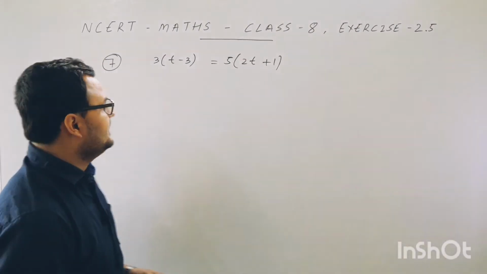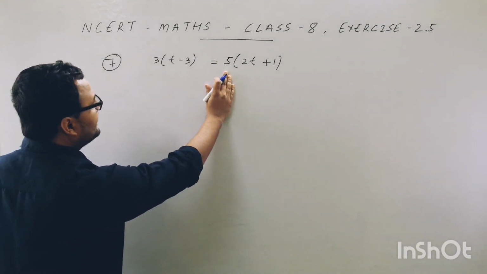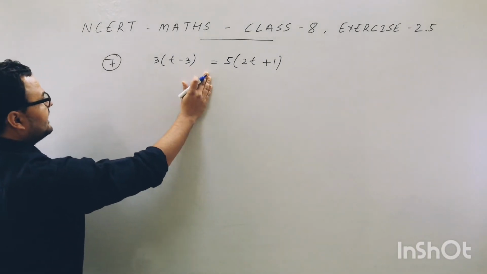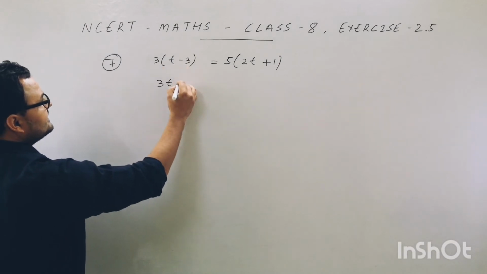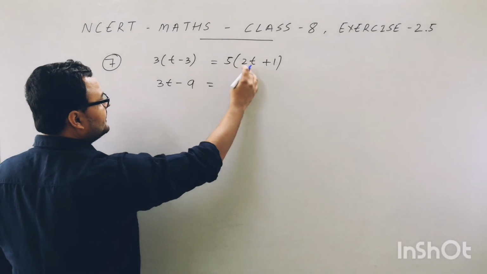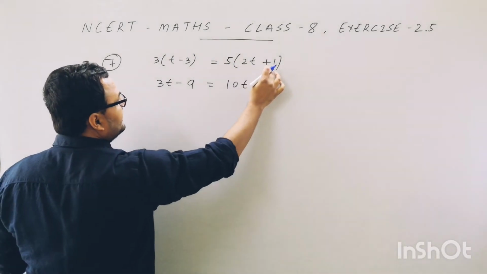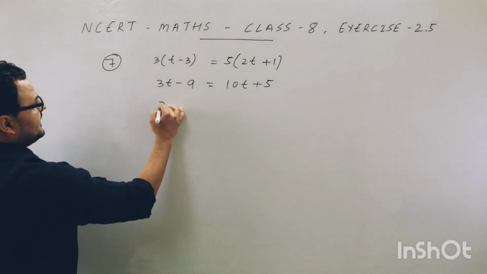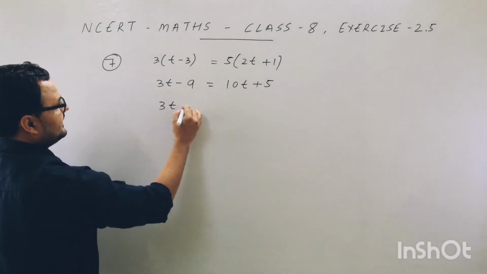Now next question, question number 7 is 3 into t minus 3 equal 5 into 2t plus 1. Now we are going to simplify the bracket. 3 into t, 3t, 3 into minus 3, minus 9. 5 into 2t, so 5 2s are 10t, and 5 into 1, so I got plus 5.